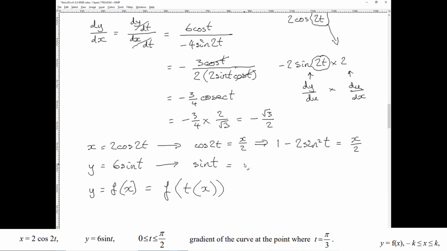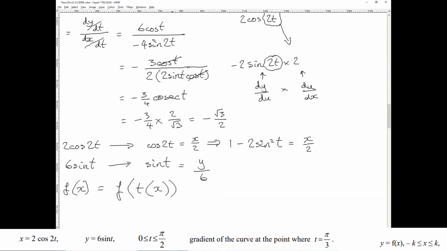Sine t equals y over 6. Good. And that gives us a clear option now, doesn't it? Can you see what we can do with that now? If we know that sine is y over 6, then we could do 1 take away 2 times y over 6 squared, and then that equals x over 2. Absolutely.